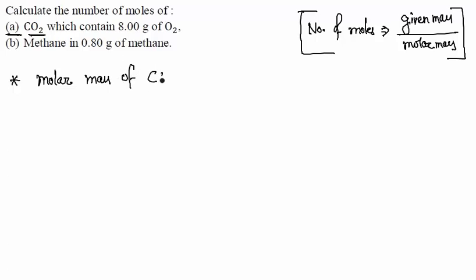So the molar mass of CO2 is your 12, that is the molar mass of carbon atom, plus the molar mass of oxygen, which is 16 into 2, in gram. So the molar mass will be 44 gram.